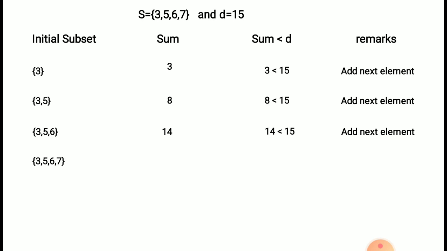The next element is 7. So 14 plus 7, the sum we will get is 21, but here 21 is not less than 15 because 21 is greater than 15. Because it is not matching our criteria, because our value must be 15, we have to go with the backtracking method. In the backtracking, let us remove the value 6 and check the result. So 3 plus 5 plus 7 is equal to 15, and 15 is equal to 15, so we got our feasible solution. In this way we can find the sum of subset values.